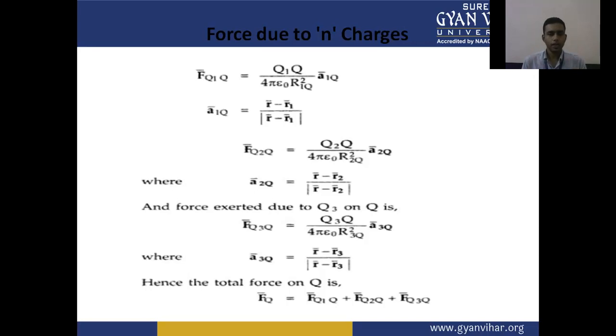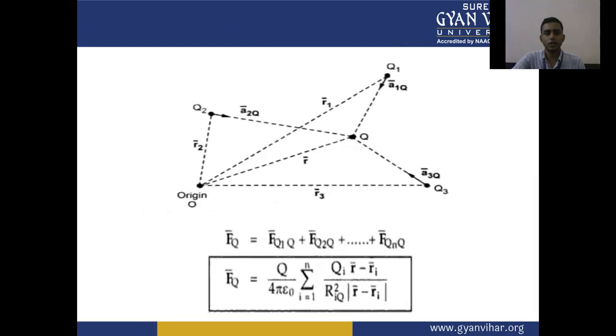And the force exerted due to Q3 on Q is given by that, where A3Q is R minus R3 upon mode of R minus R3. Hence, the total force on Q is FQ equal to FQ1 plus FQ2 plus FQ3. This is the total force on the charge Q. From this figure, you will be able to understand the force on charge Q.